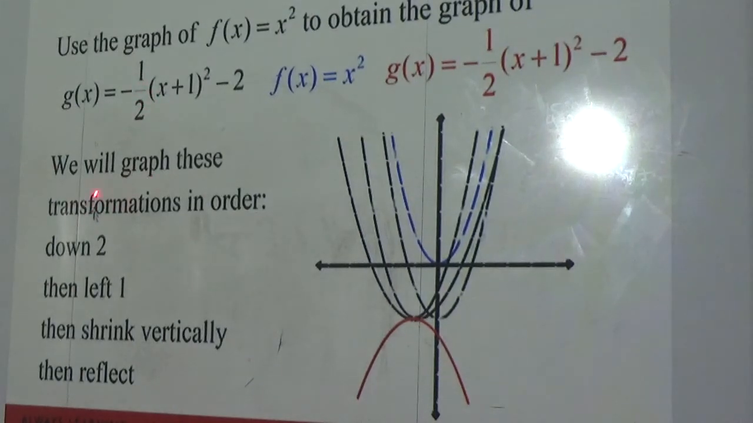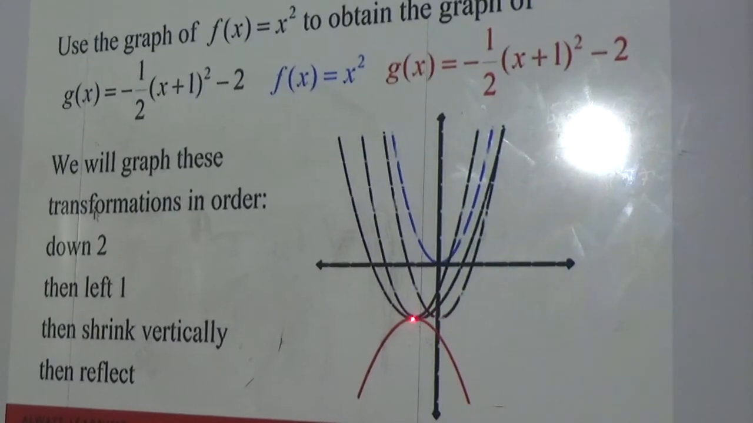And all of these things are done. We transform in this order. We go down 2, left 1, so you do the vertical and horizontal translations first, then the shrinking vertically, that's the 1/2 part, and reflecting is the negative part. So down 2, we take the blue graph, we go down 2 units to get this graph here, this part, then we go left 1 unit, then we shrink to get this part, and then we reflect.